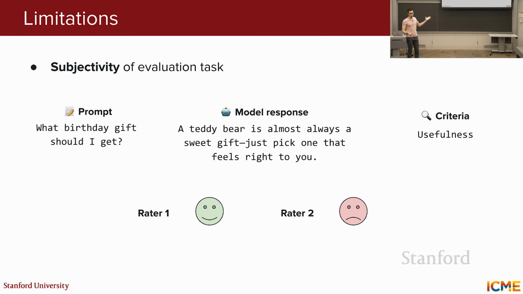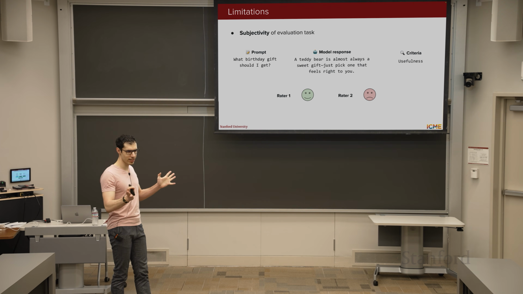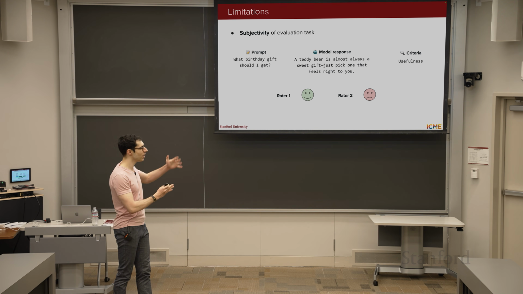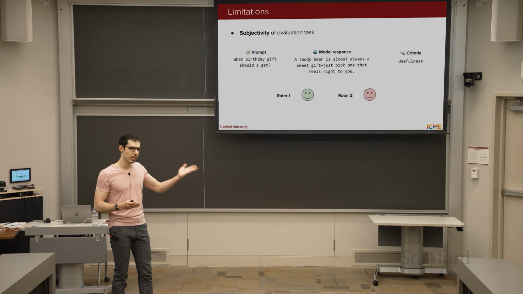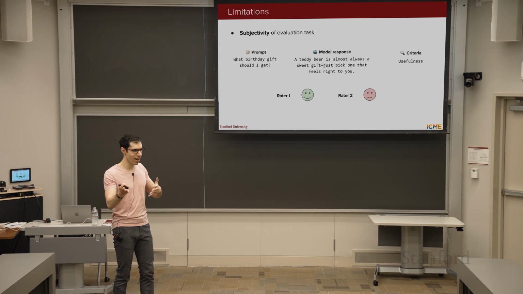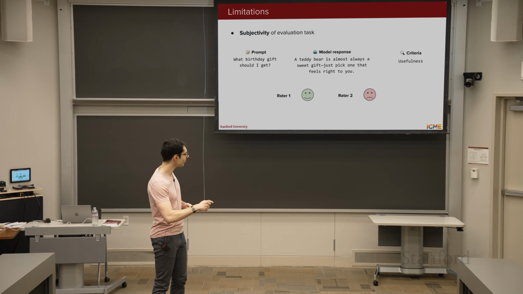I may have one human rater that says, yeah, it's pretty useful because a teddy bear is pretty indicative of what the user should get as a gift. But then another rater may say, no, actually, it's not useful because maybe the response didn't specify exactly which teddy bear. Should I get a bear? Should I get an elephant, a giraffe? Like, which stuffed animal should I get?